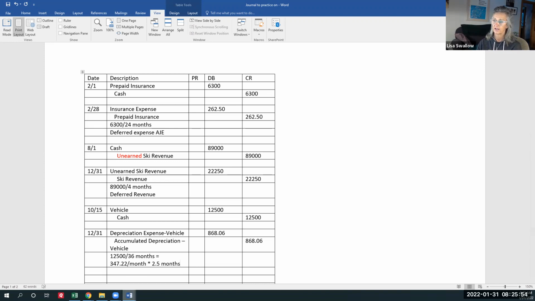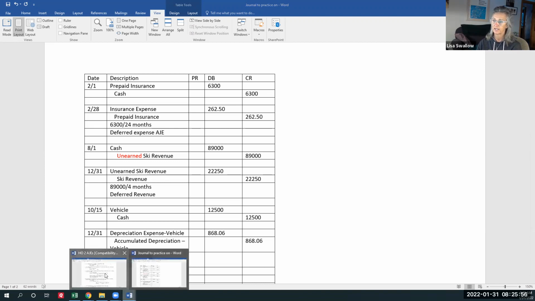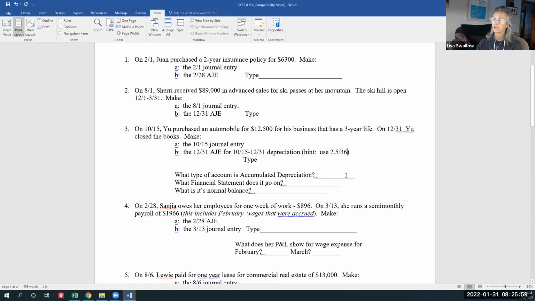And then it goes on to ask me, what type of account is accumulated depreciation? It's a contra asset. What financial statement does it go on? The balance sheet. And what is its normal balance? It's a credit. And what type of AJE is it? It's a big chunk of prepaid expense, right? So I prepaid a vehicle that's going to help me earn revenue for 3 years.